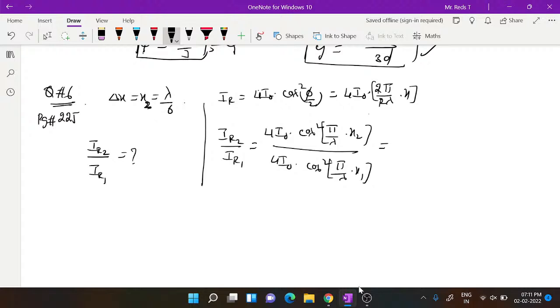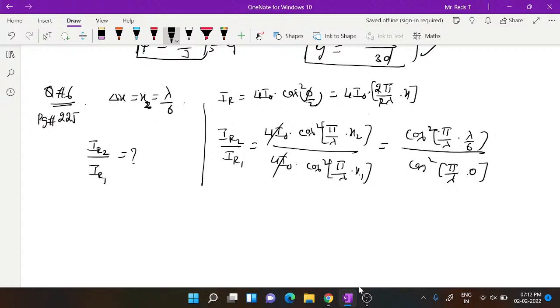So 4 I naught gets cancelled. We get cos square of pi by lambda into x2, which is lambda by 6, divided by cos square of pi by lambda into x1, at central maximum. What will be the path difference? Central maximum is a bright fringe. Yes, so the condition for bright fringes in terms of lambda is n lambda. At central maximum n equals 0. Path difference is 0.